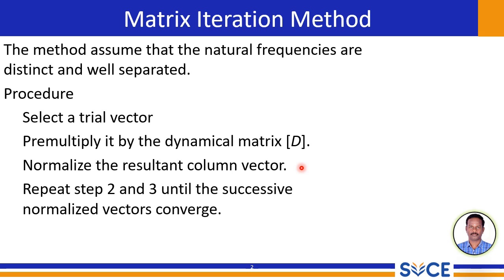converge. This convergence is achieved when the change between the normalized vector from one iteration to the next becomes sufficiently small, indicating that we have found a stable estimate of the mode shape and its corresponding natural frequency. Let us see the step-by-step approach with mathematical formulation from the next slide.